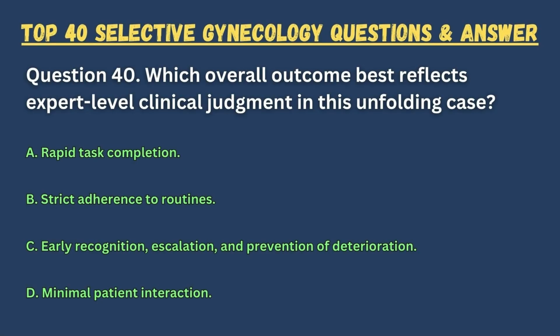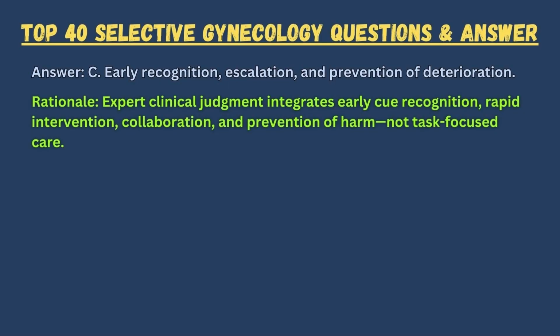Question 40. Which overall outcome best reflects expert-level clinical judgment in this unfolding case? A. Rapid task completion. B. Strict adherence to routines. C. Early recognition, escalation, and prevention of deterioration. D. Minimal patient interaction. Answer: C. Early recognition, escalation, and prevention of deterioration. Rationale: Expert clinical judgment integrates early cue recognition, rapid intervention, collaboration, and prevention of harm, not task-focused care.